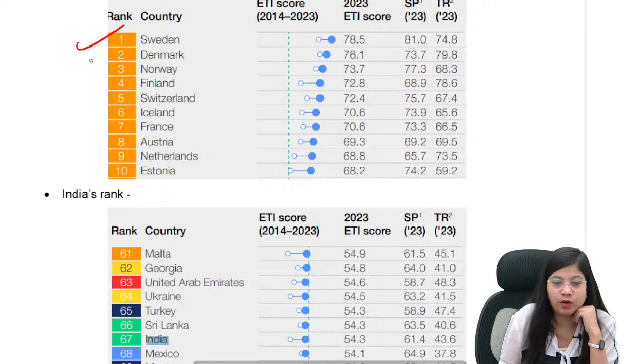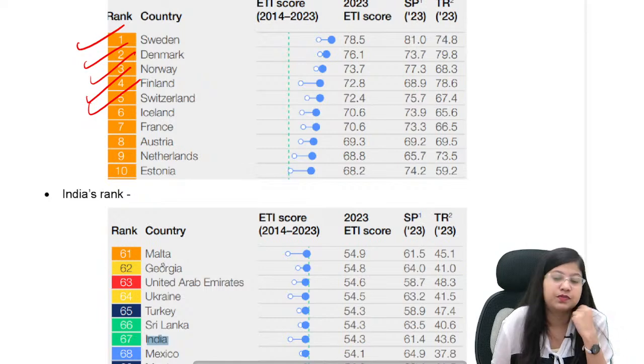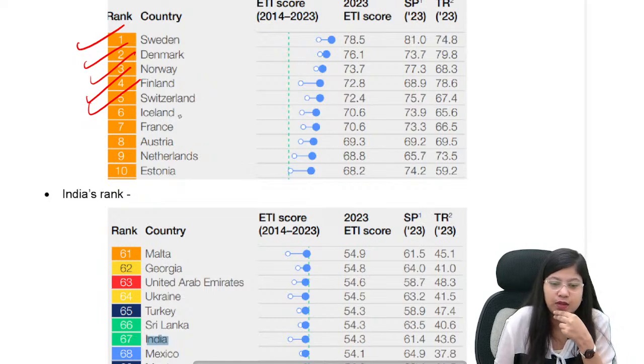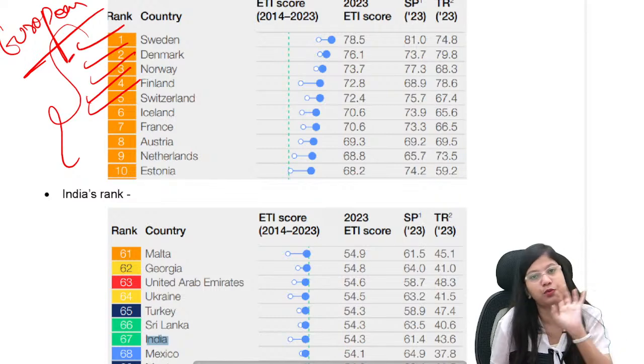Sweden is at the top, Denmark second, Norway third, Finland fourth, fifth is Switzerland. Top 5 away, and then we have Iceland, France, Austria, Netherlands, Estonia. All of these are European countries. So the top 10 countries are from Europe.